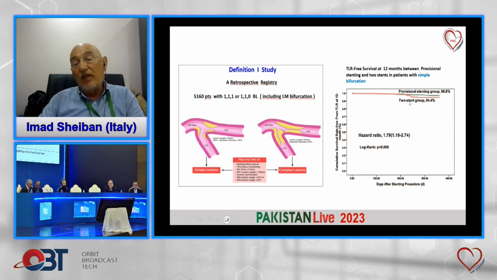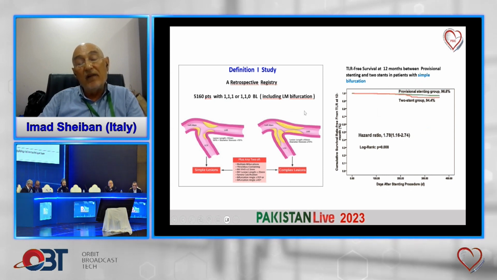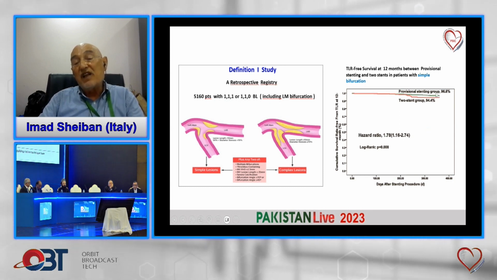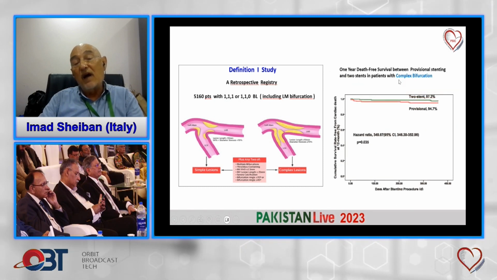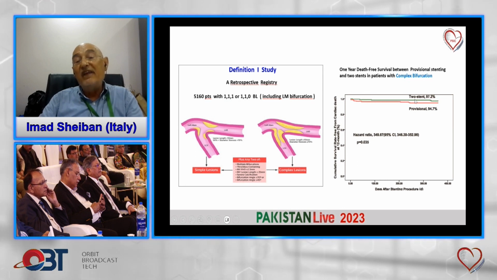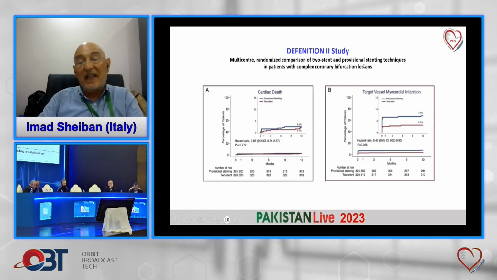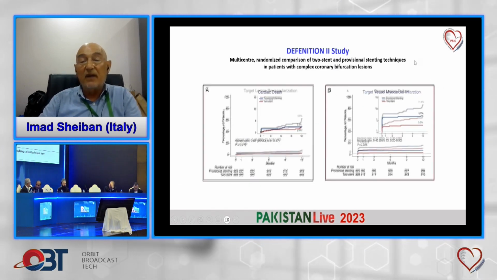And if we look at the outcome, you can see that when the lesion is defined as simple by the definition criteria, then provisional stenting is superior to the two-stent technique. But when we are dealing with a complex bifurcation according to the same criteria, then a two-stent approach is superior to provisional stenting. And this was confirmed recently by the Definition 2 study as well.